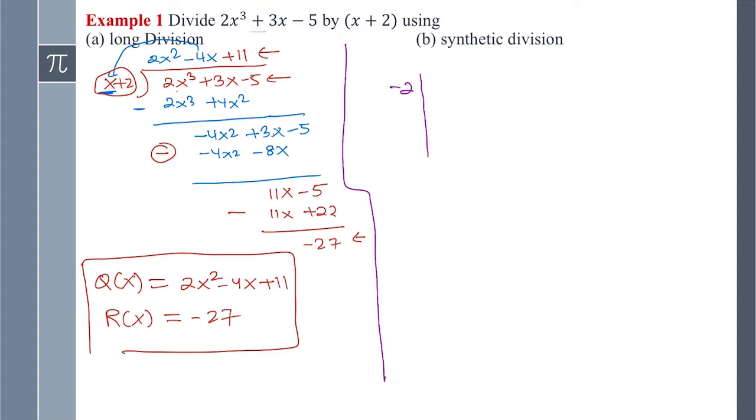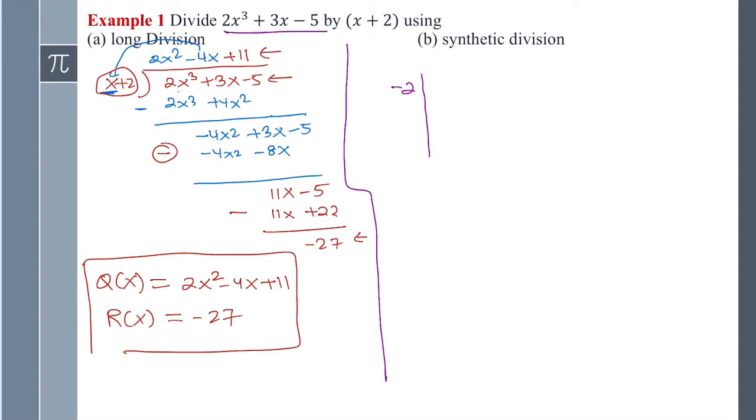So we are going to write this as 2x cubed. We are missing x squared, so we write plus 0x squared, and then we have plus 3x, and then we have minus 5. So we have cube, square, x, and the constant.